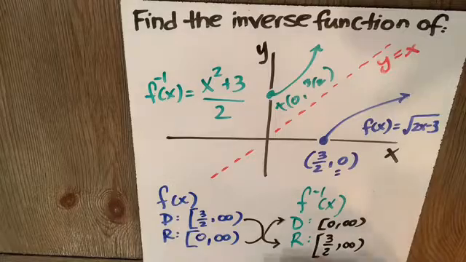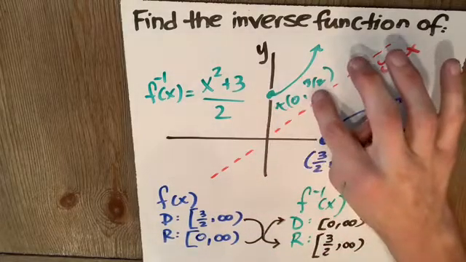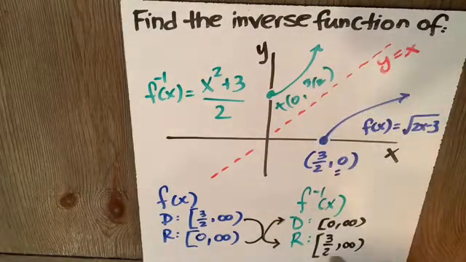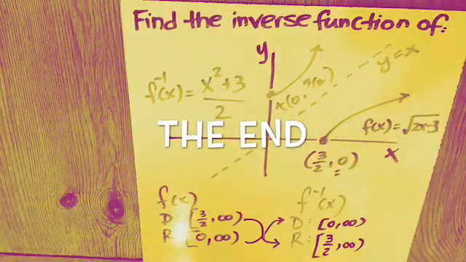How about the range? Well, as our eyeball scan, the lowest possible y value is 3 over 2, or 1.5, and we go up to infinity. So it did work.